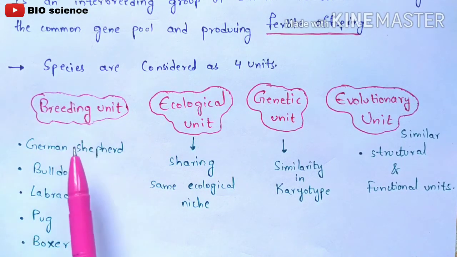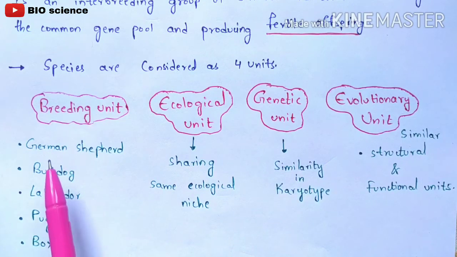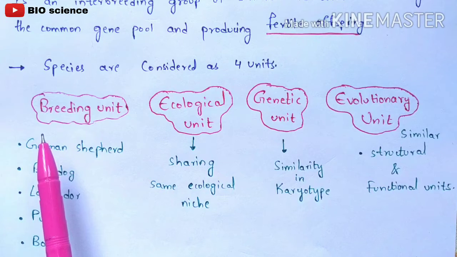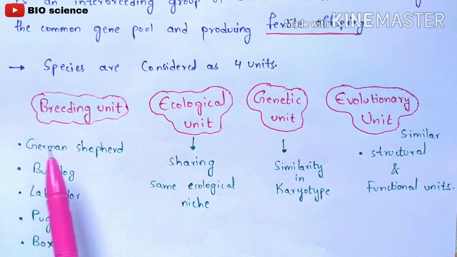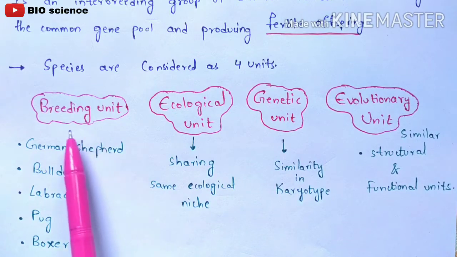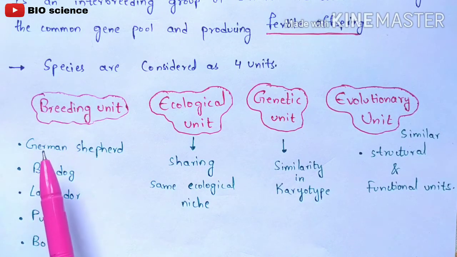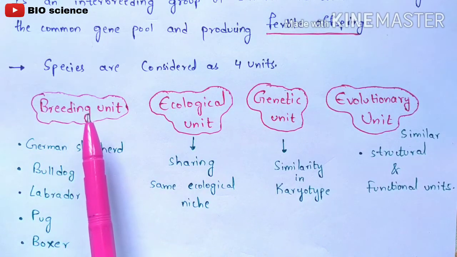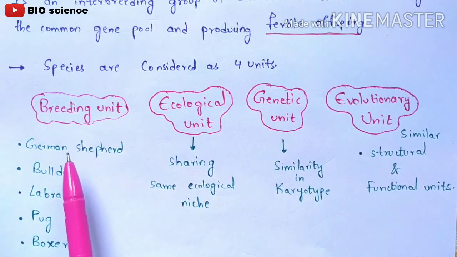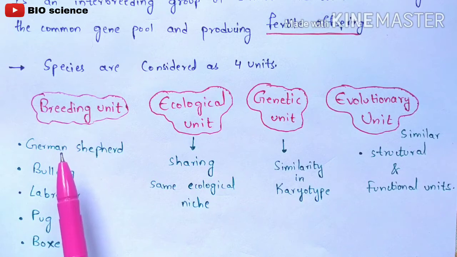And the species is here in this way. In the example which we have taken, the species is nothing but the dog. So there are different breeds present in the dog. What are those breeds? German Shepherd, Bulldog, Labrador, Pug, and Boxer. So this is nothing but the breeding unit. The different breeds which are together are called the breeding unit, and that breeding unit belongs to the species. Here the species in our example is the dog.